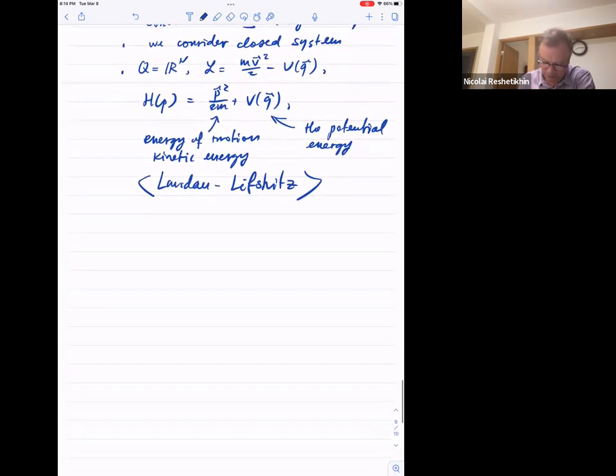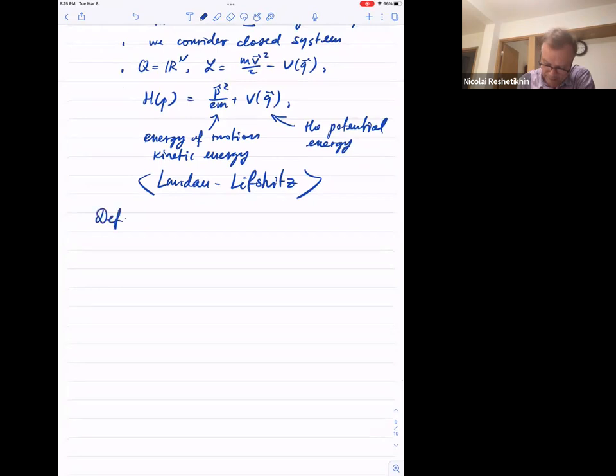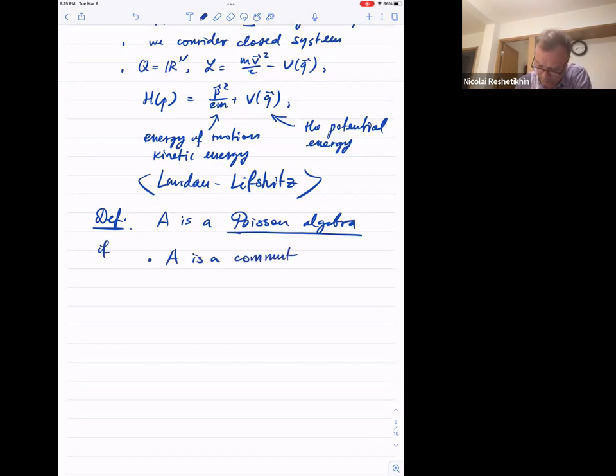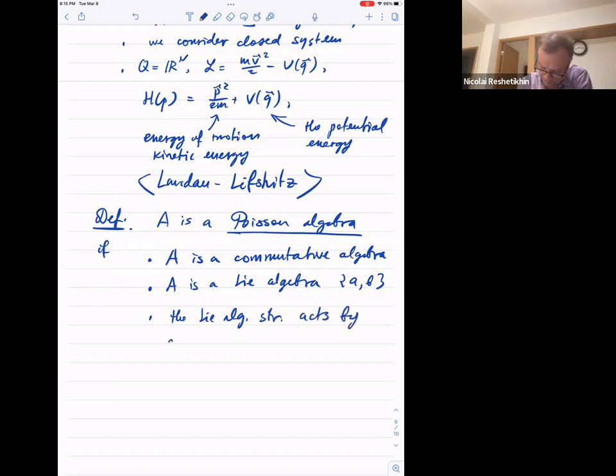So now let's forget about physics and give a very important definition for the future. A is a Poisson algebra if A is a commutative algebra and if A is a Lie algebra. So we have two algebraic operations on the same vector space. Let's write it {A, B}, the Poisson bracket. And the Lie algebra structure acts by derivations on the commutative algebra structure.